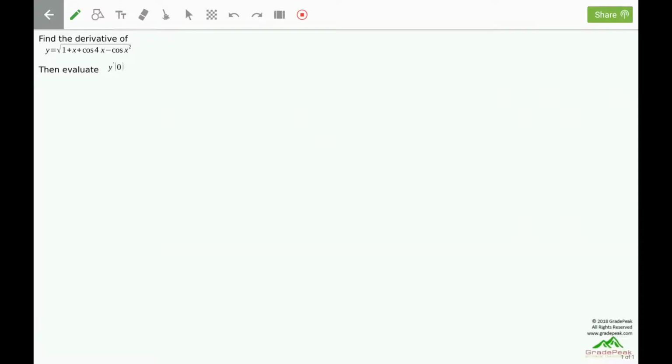Find the derivative of y equals the square root of 1 plus x plus cosine 4x minus cosine x squared. Then evaluate y prime at 0. Y here is the square root of an entire expression, 1 plus x plus cosine of 4x minus the cosine of x squared. The first thing to do is to rewrite that square root as a fractional exponent.